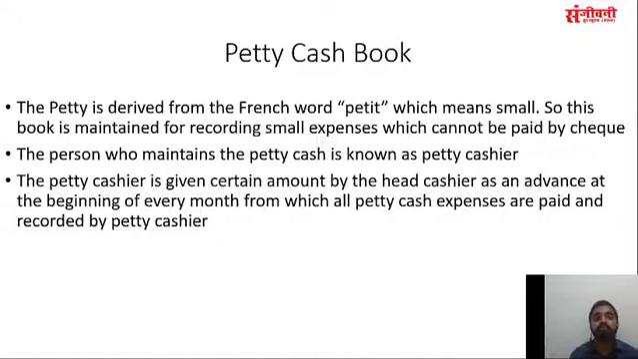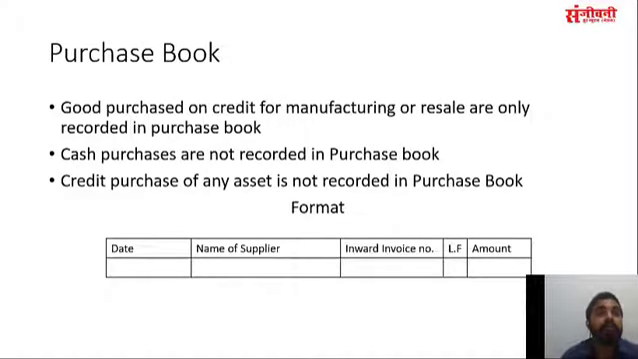Okay, so yes, and in a month, if certain cash remains, there are two ways. For example, he spends 3,500 and 1,500 still remains. Either the head cashier will give the remaining 3,500 so that it sums up to 5,000, or he just gives 5,000 to him and asks him to give the updates of all the cash. That's it. Then what are purchase books?